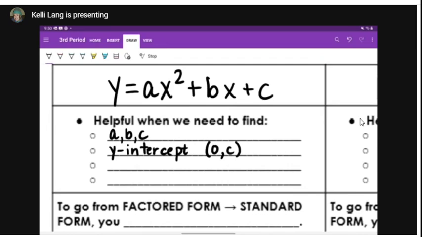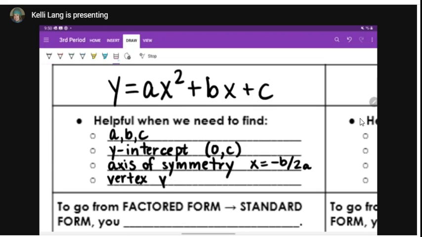Another thing that the standard form helps us find is the axis of symmetry. The axis of symmetry is located at the line x equals negative b over 2a. And I didn't leave you guys a lot of room to write this in here, so just try to smush it in. And the axis of symmetry is very closely related to the vertex. Remember, the x value of the vertex is also equal to negative b over 2a.